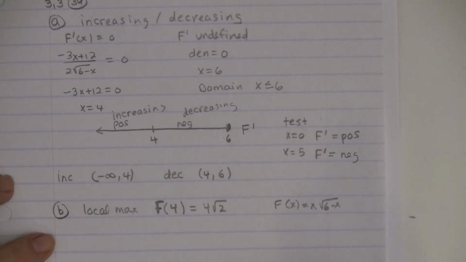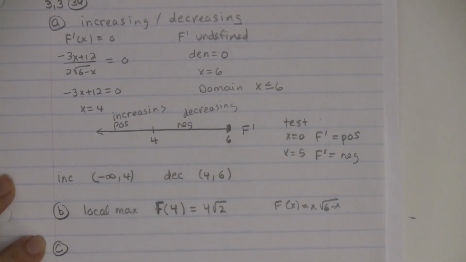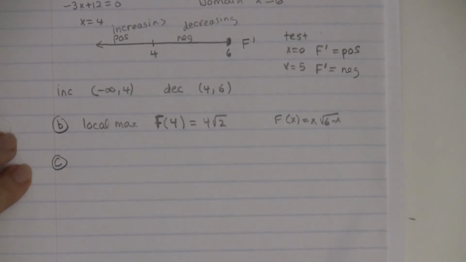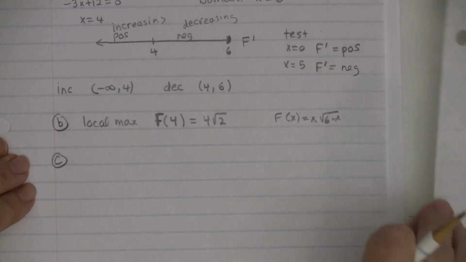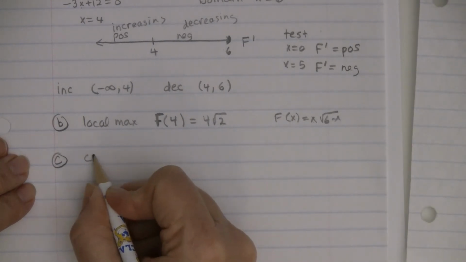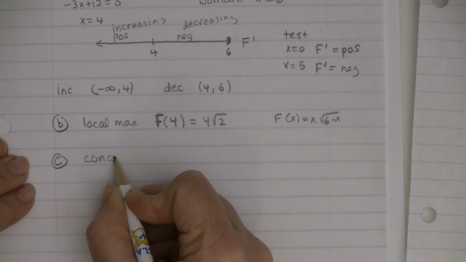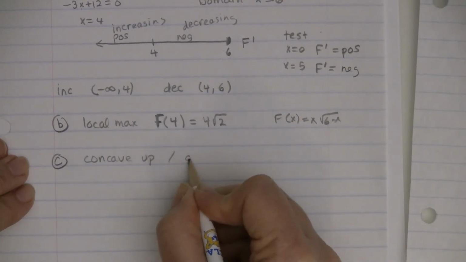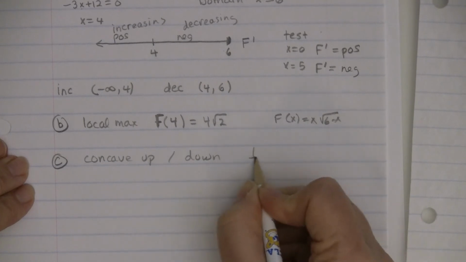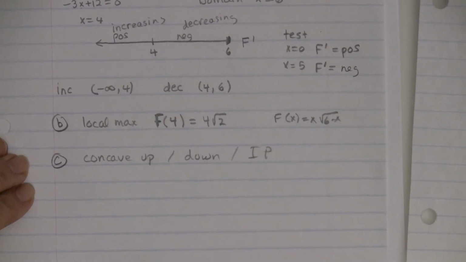Then I'd like to know Part C. Part C, and I'm going to have to move up, is asking me about inflection points and concavity, intervals of concavity and inflection points. So now I have to look at the second derivative, where it is concave up and down, and inflection points, right? That's what they're asking us about here.